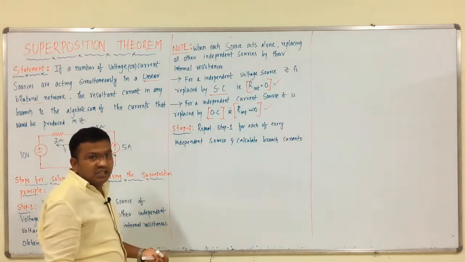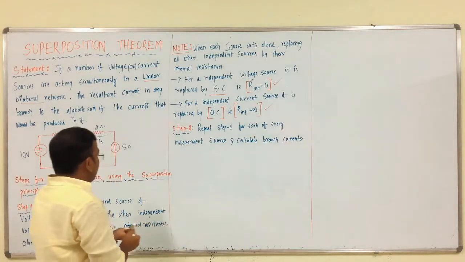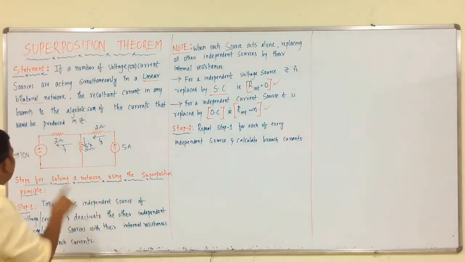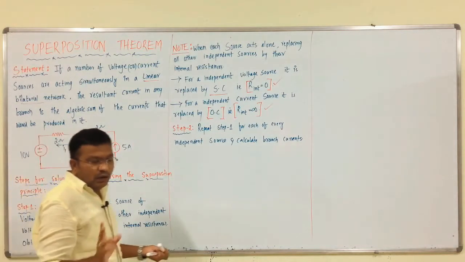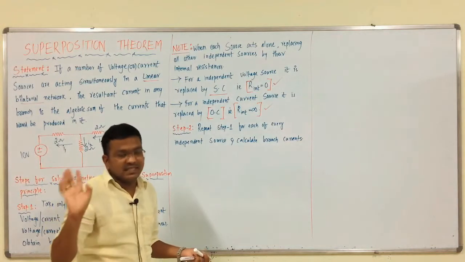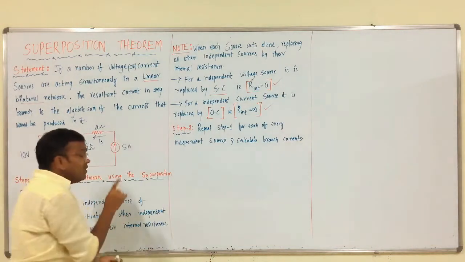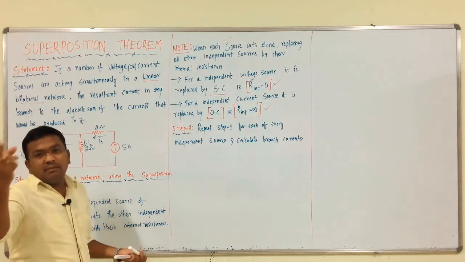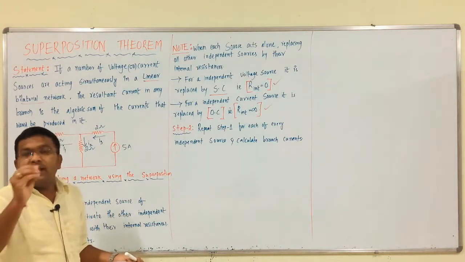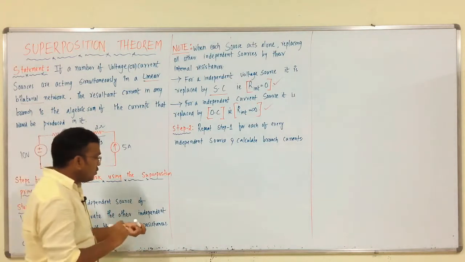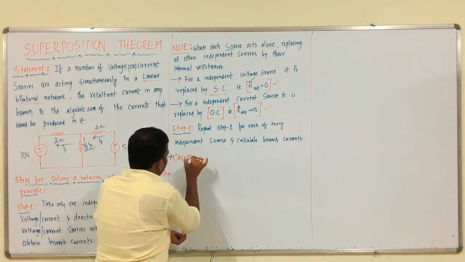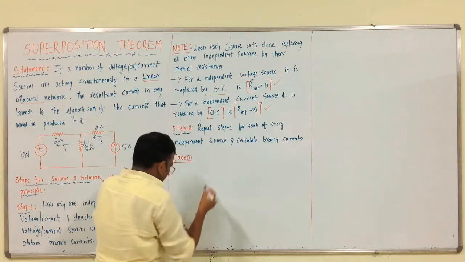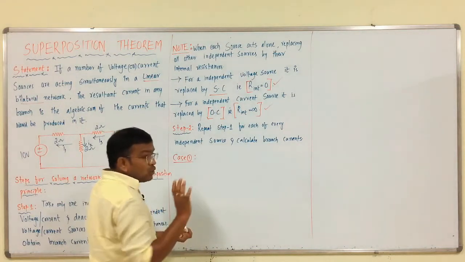First, at the initial stage itself, how many sources do we have? 1 and 2. So, first we have to conclude that we have only 2 cases. In each and every case, only one source should be active, and all the remaining sources should be inactive. So, case 1. This is my approach. Like this, I have to solve the problem by using the superposition theorem.